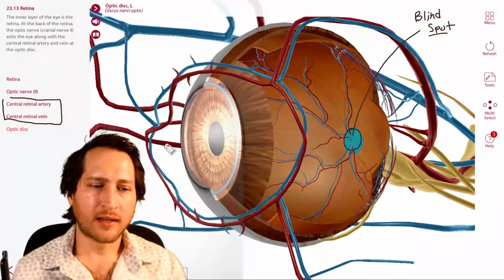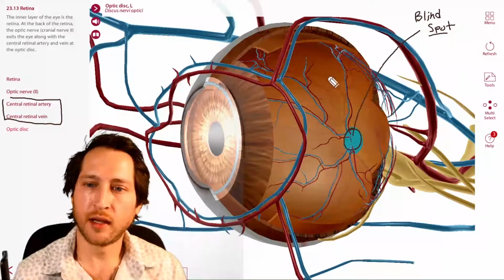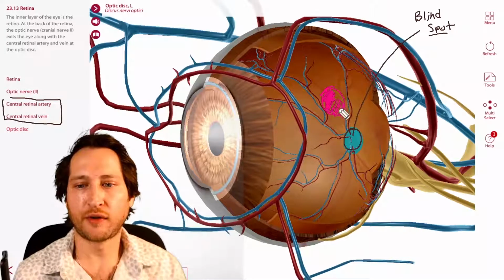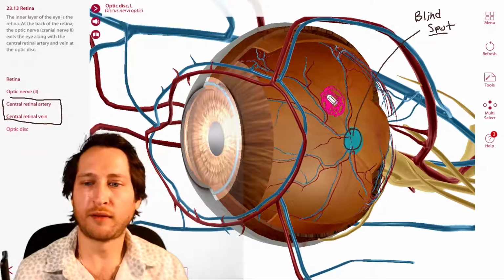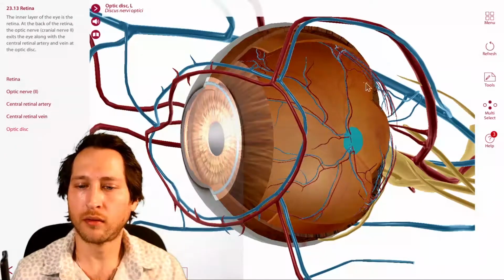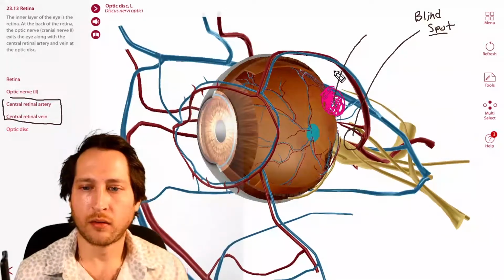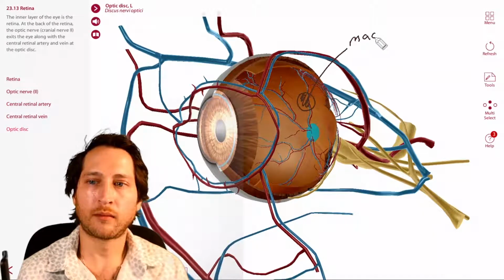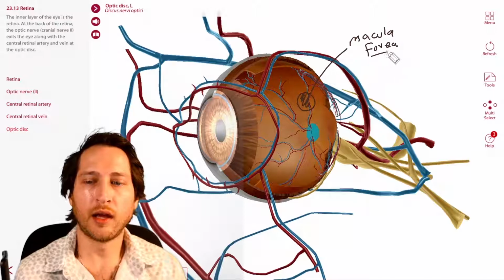Now, another thing I want to point out, it's not shown here, but we could get a different color, and over here, I'm going to draw something on the back of the retina, and this is just for illustrative purposes, but it's called the macula or the fovea. So let me zoom out a little. It's going to be right here. So this is the macula. You may have also heard it called the fovea centralis.